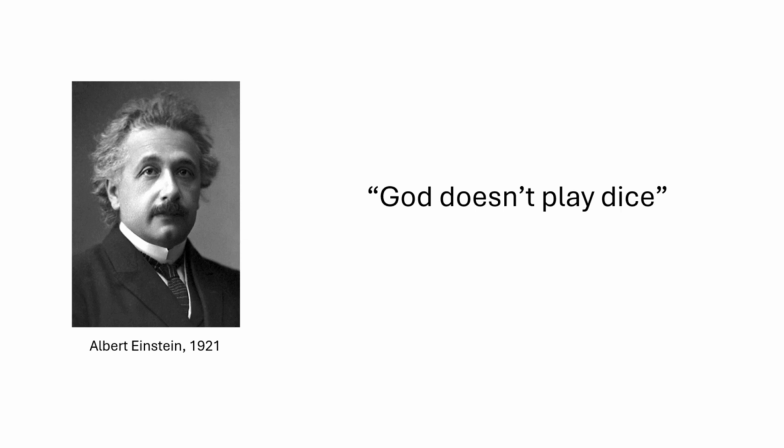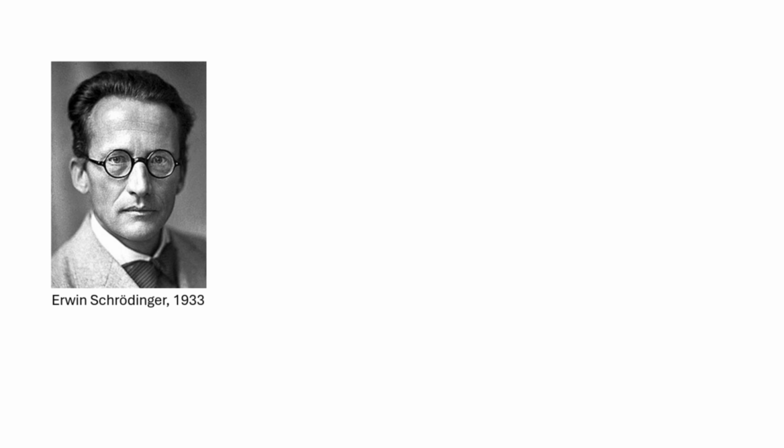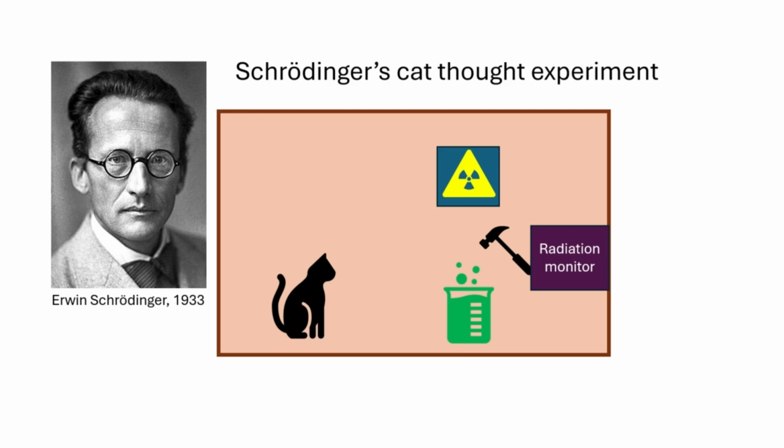When this idea was introduced, many physicists did not like the idea of the universe being probabilistic, as Albert Einstein famously quoted, "God doesn't play dice." Trying to critique the Copenhagen interpretation, physicist Erwin Schrödinger created his paradoxical thought experiment called Schrödinger's cat. So let's explain this thought experiment.